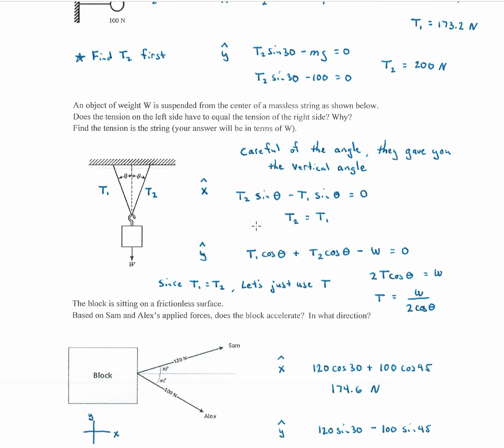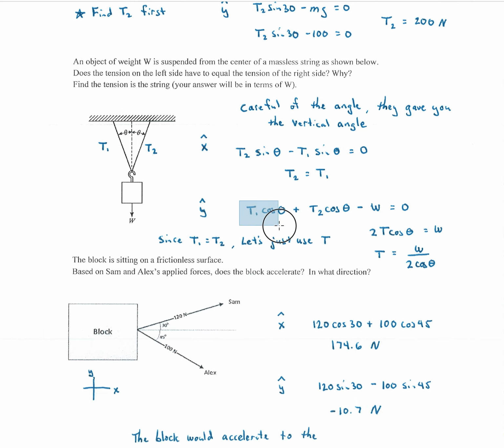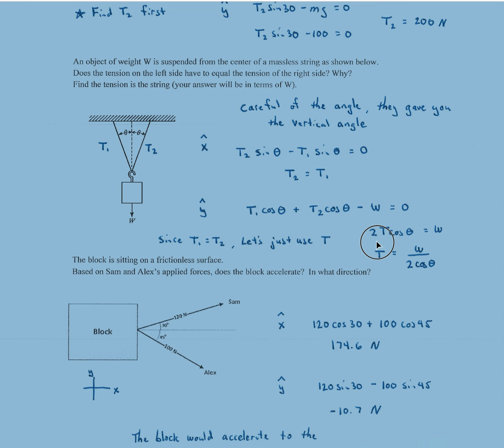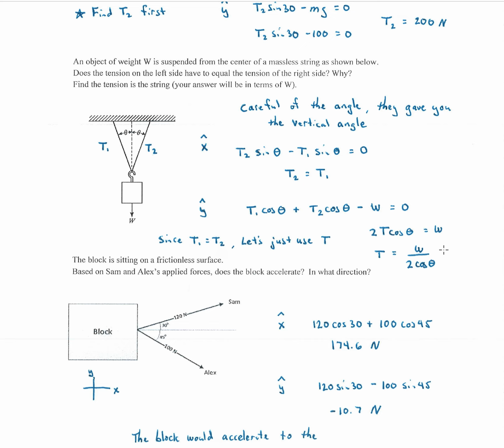Now, from the y point of view, this is how much T1 is pulling up. That's how much T2 is pulling up. And then that's the weight. And we know it's equal to 0 because it's not accelerating. Now, in this case, we already decided that T1 equals T2. So this really just says 2T cosine theta, right? We can add those together and get 2T cosine theta equals W, and then we can divide.